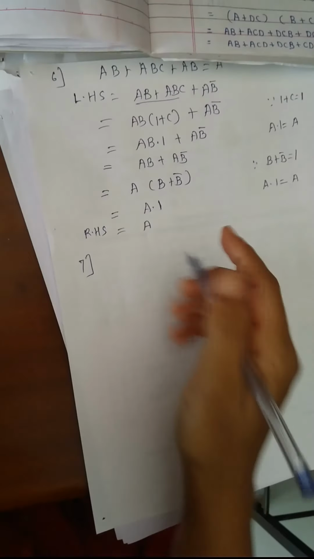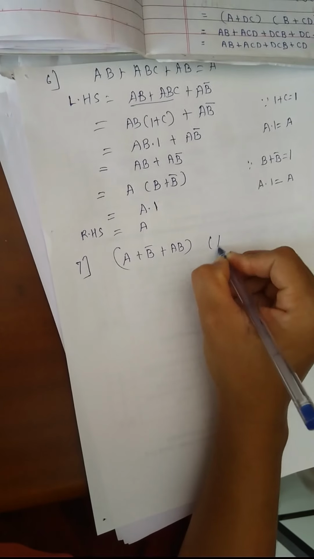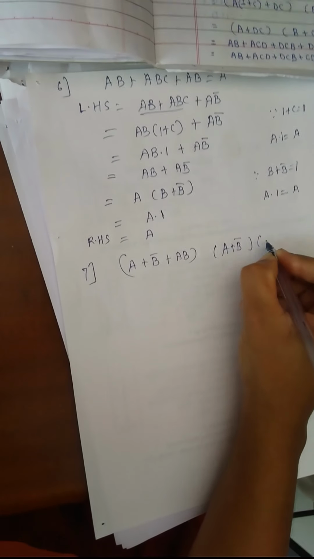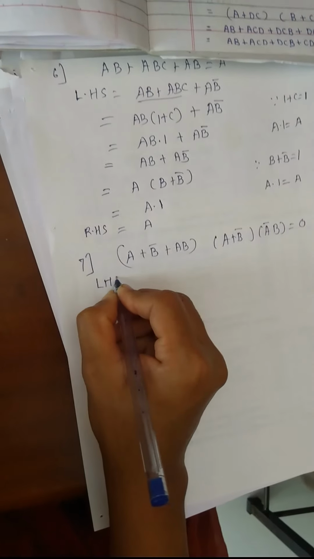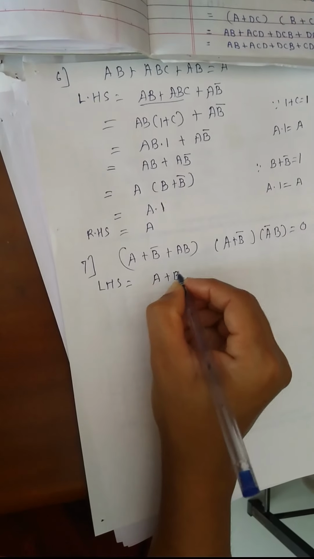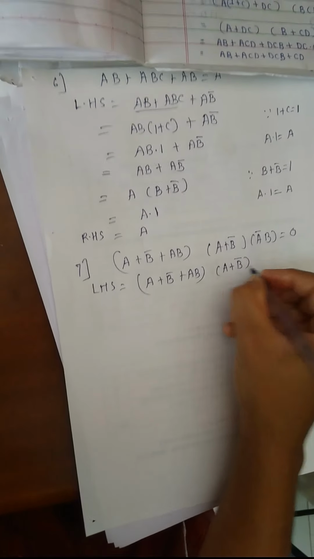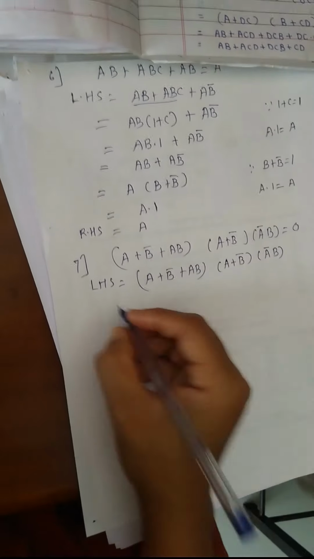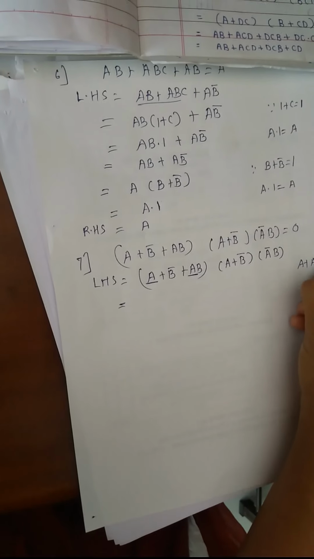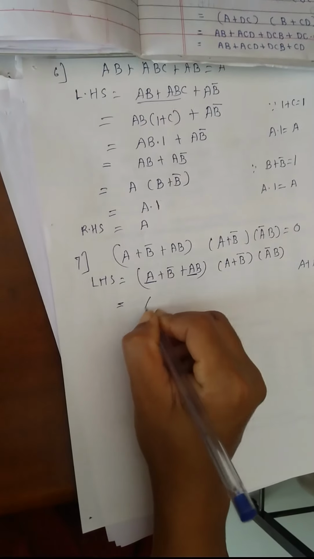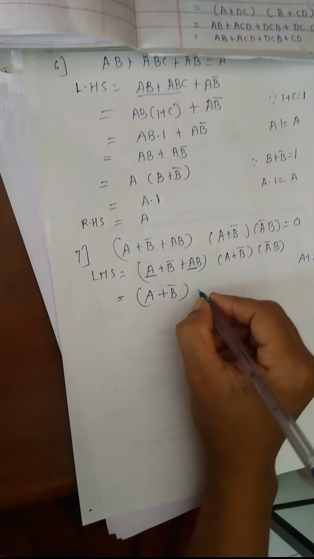Next problem, (A plus A bar B plus AB) into (A plus B bar) into (A bar B) is equal to 0. So LHS is equal to (A plus A bar B plus AB) into (A plus B bar) into (A bar B). So this A plus AB, that law A plus AB is equal to A. So this term is represented as A plus B bar. So this bracket is represented as A plus B bar.